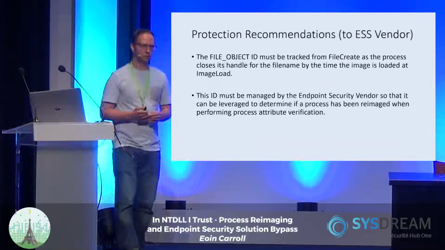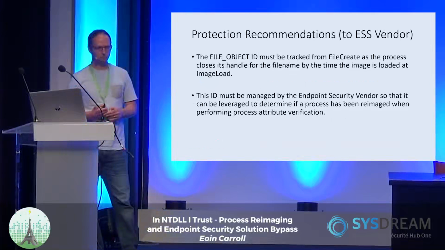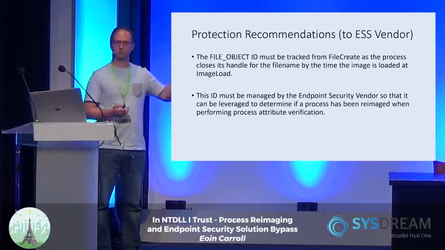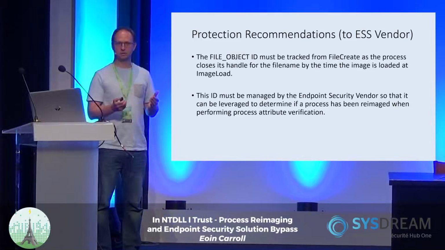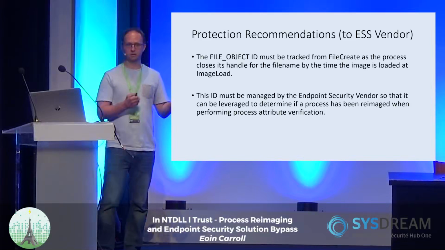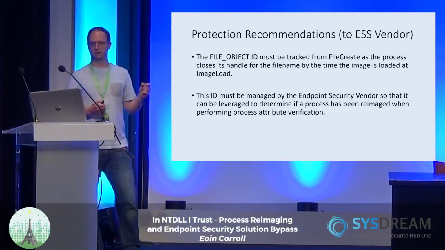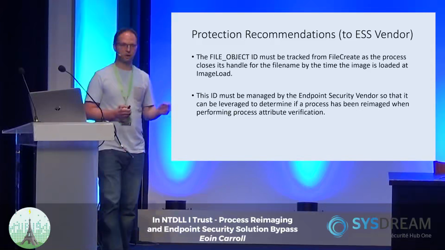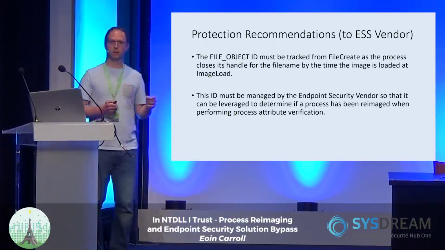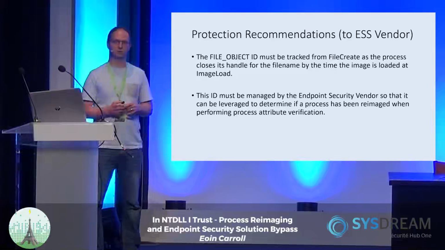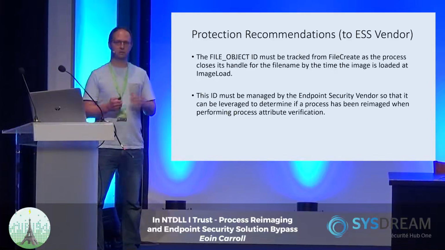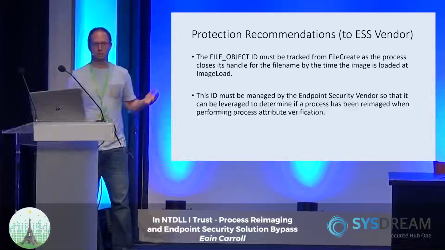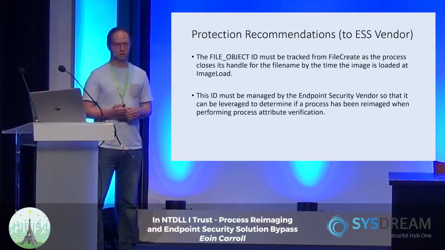So from a protection recommendations to the endpoint security vendors, what we say is that you need to track the file object. If you remember back to the process creation steps of file create, you can get an idea at that step when the file object is created, before it's cleaned up and closed by the operating system. You need to track that ID the whole way through, keep that cached. And then when you want to verify a process, you take the trust away from the operating system and use that ID yourself to verify if the process has been reimaged or not. So the endpoint security vendor actually needs to track this unless Windows go and update the operating system. I think that's the right thing to do. Windows haven't done that, and Microsoft, I hope they do it, but right now they haven't.